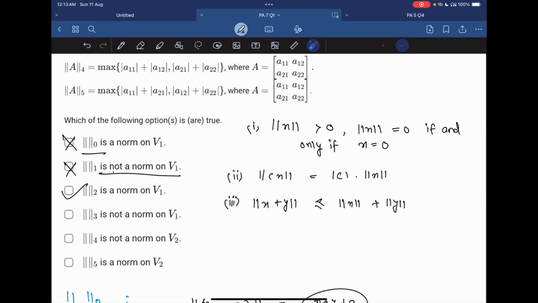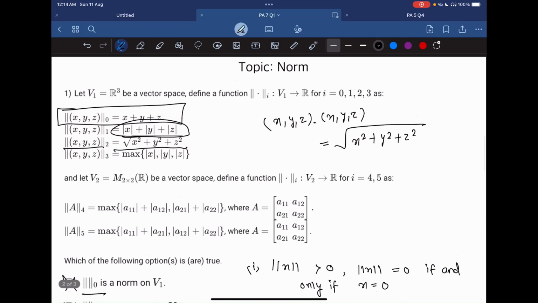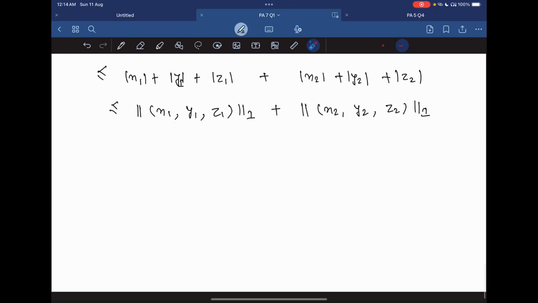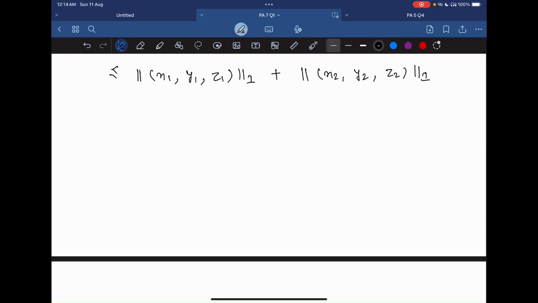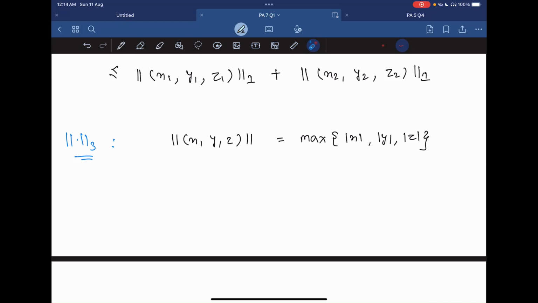Now the fourth, that function 3 is not a norm on V1. Function 3 is defined as the maximum of absolute values. So now this is function 3. Again, first we will try the first condition, that this quantity should always be greater than or equal to 0 and will only be 0 when our vector itself is 0.